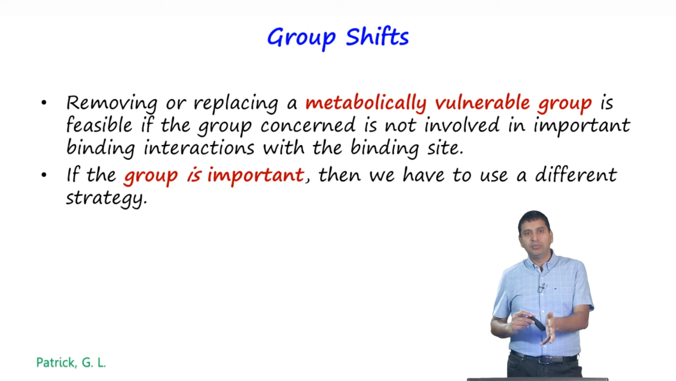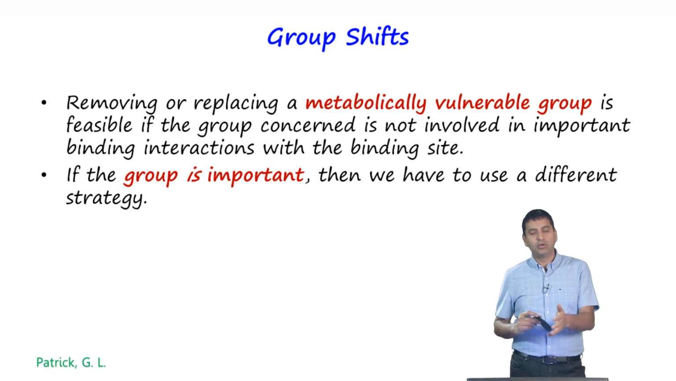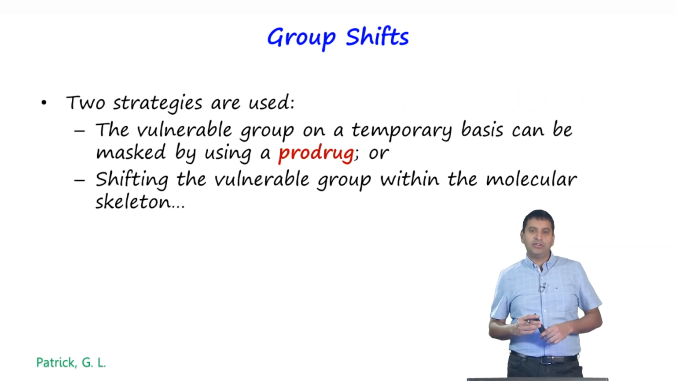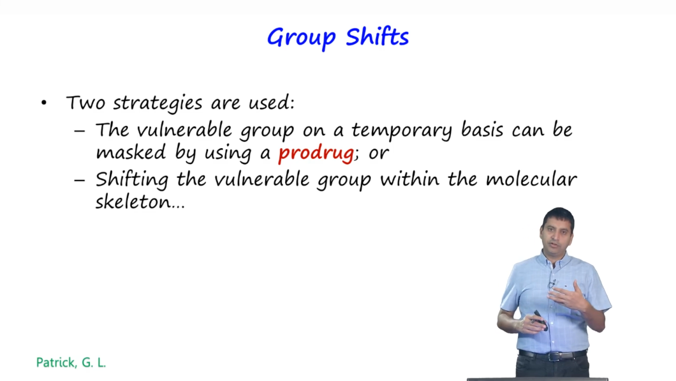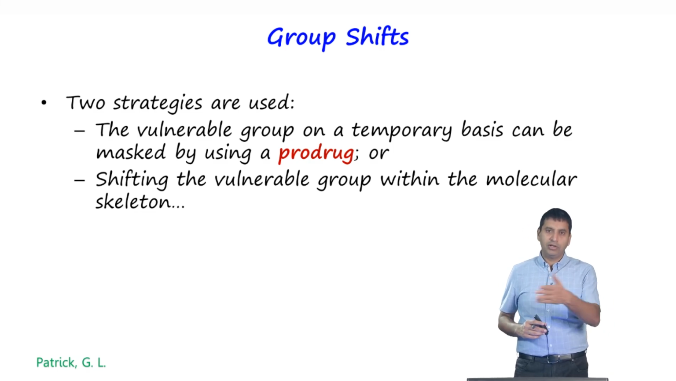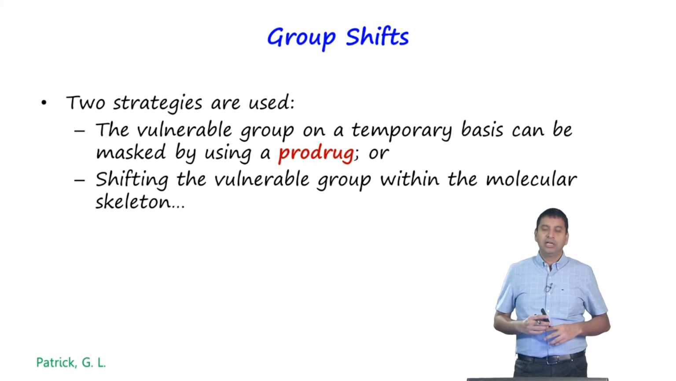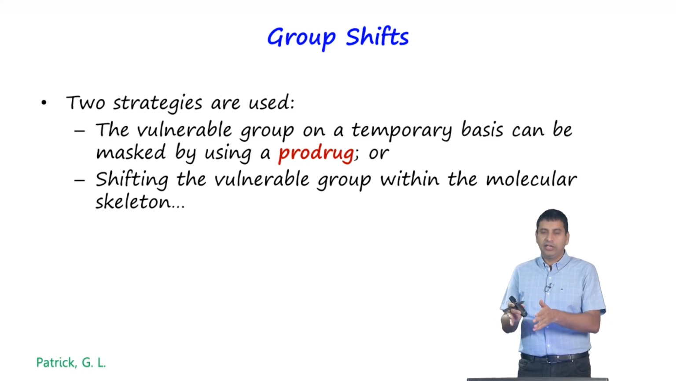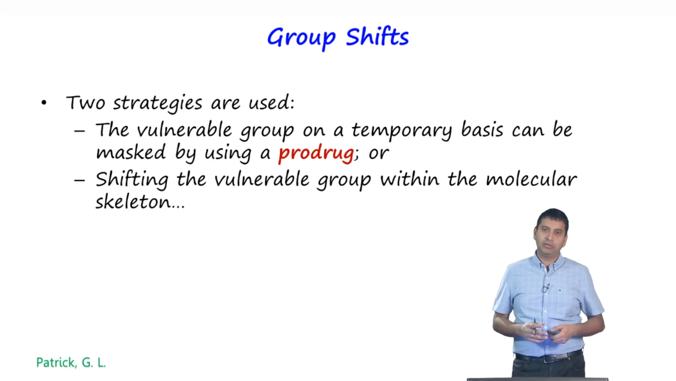But let us assume that in this case we have encountered that the group is important. So, what we have to do is use a different strategy. There are two broad strategies that are used, which we have already discussed. The first one is to convert it to a prodrug. We will look at it in the subsequent lectures. But the next approach is to shift the vulnerable group within the molecular skeleton to reduce its metabolic reactions.